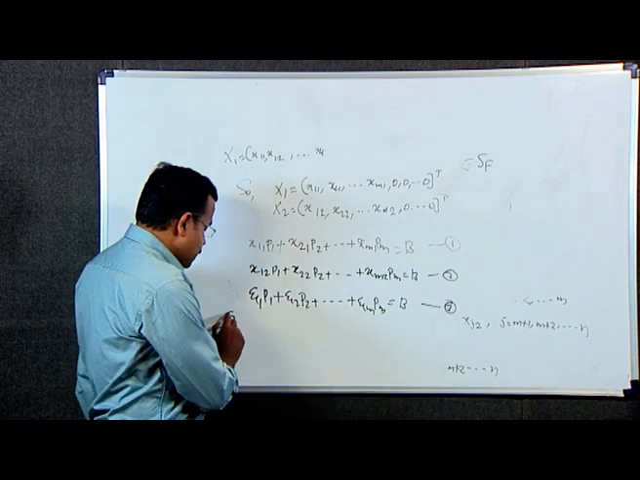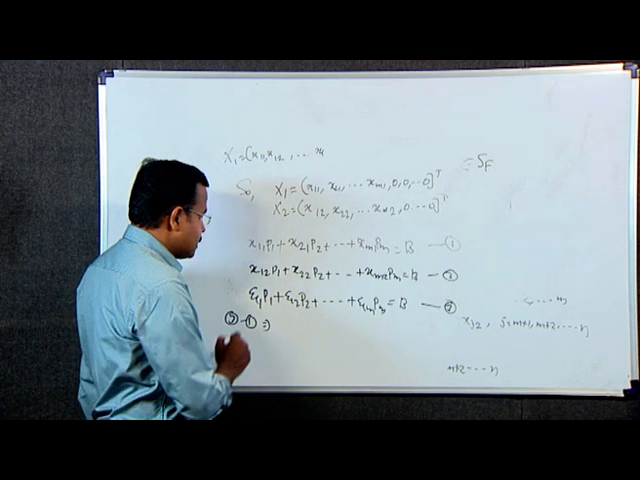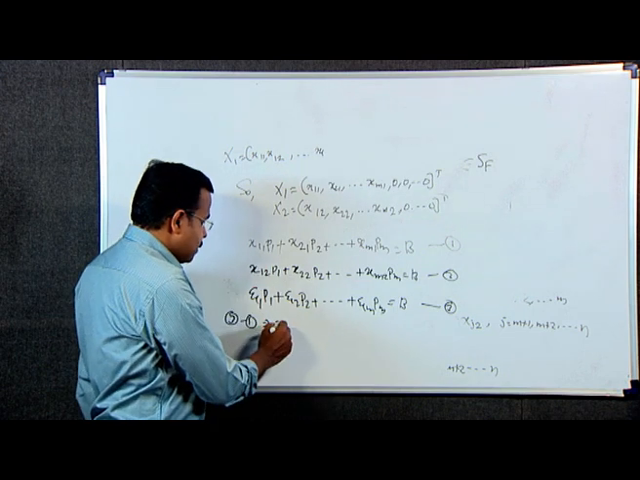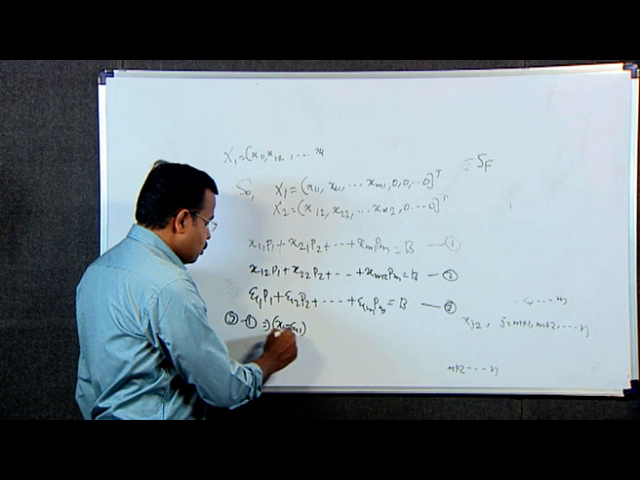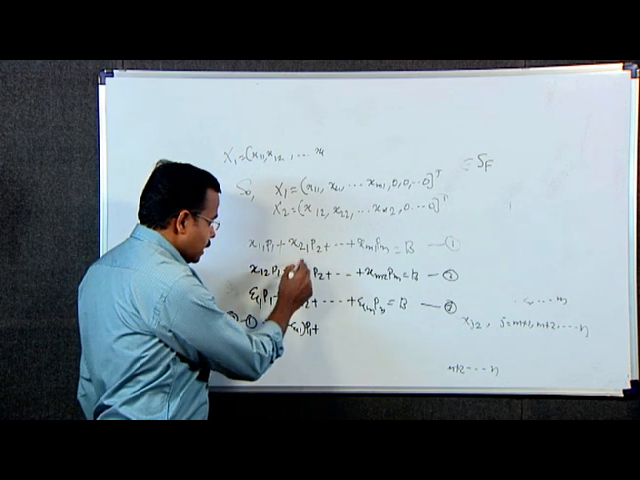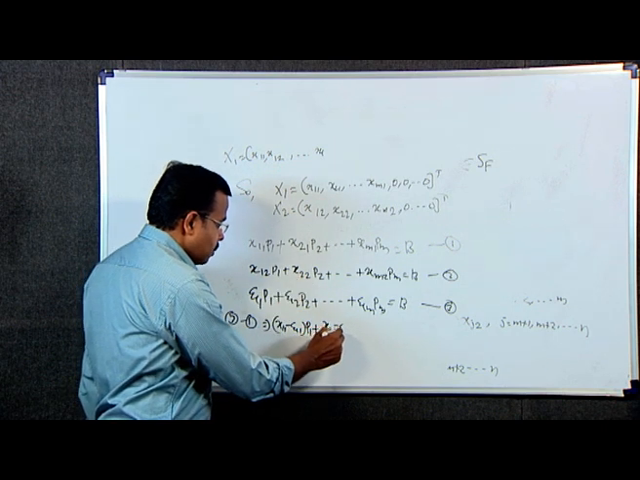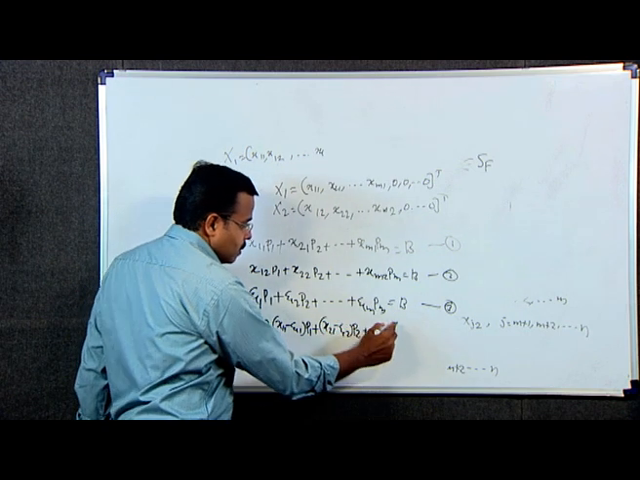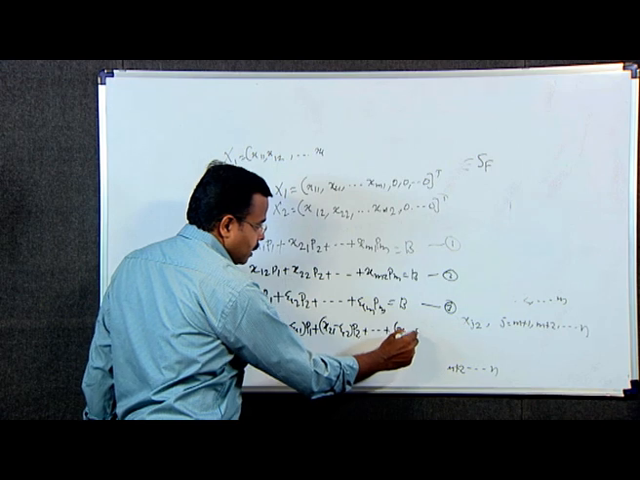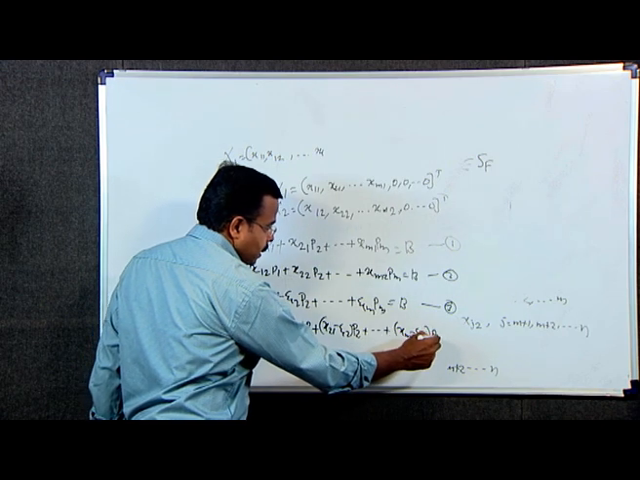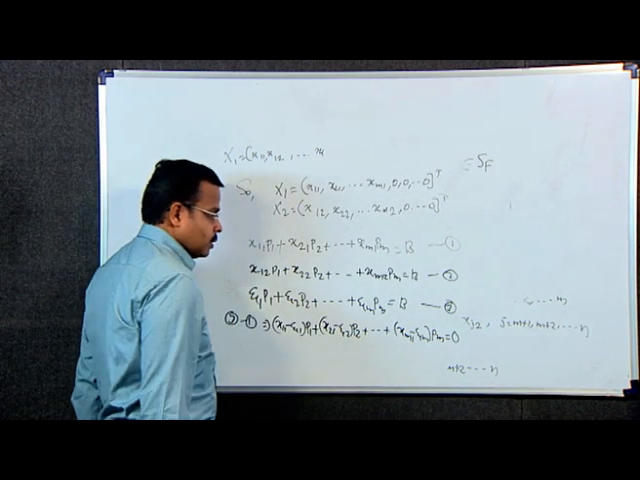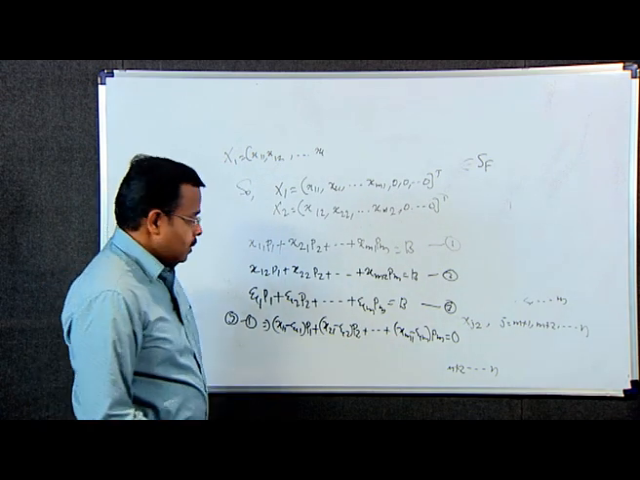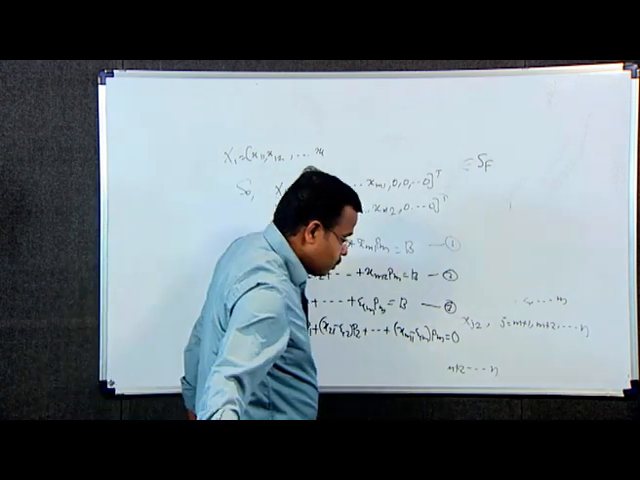Now, 3 minus 1 implies x11 minus psi 1 into P1 plus x21 minus psi 2 into P2 etc. plus xm1 minus psi m into Pm equal to 0. Let it be equation number 4.